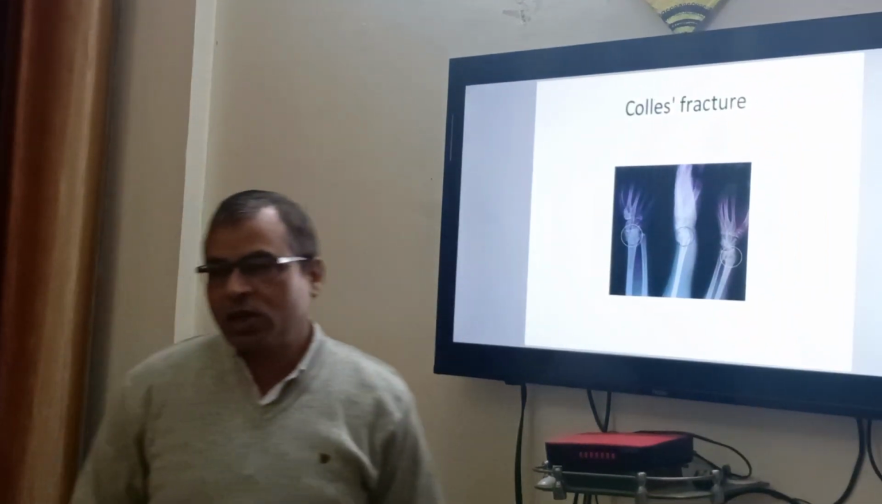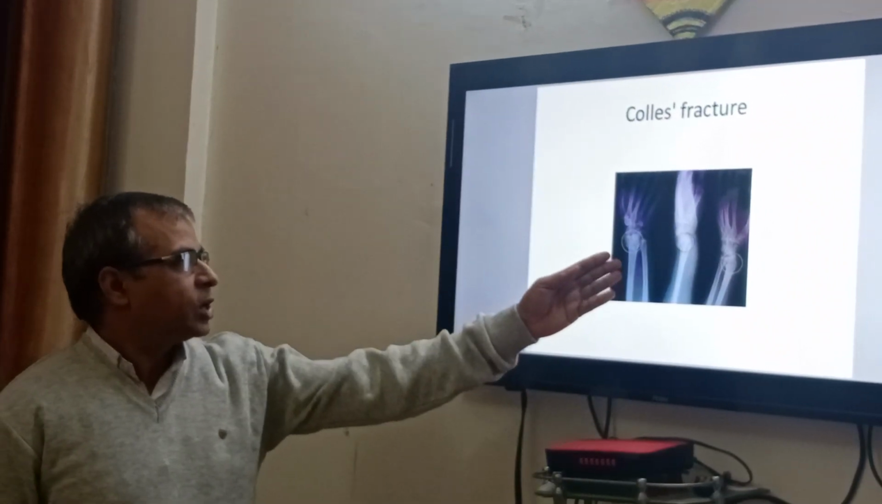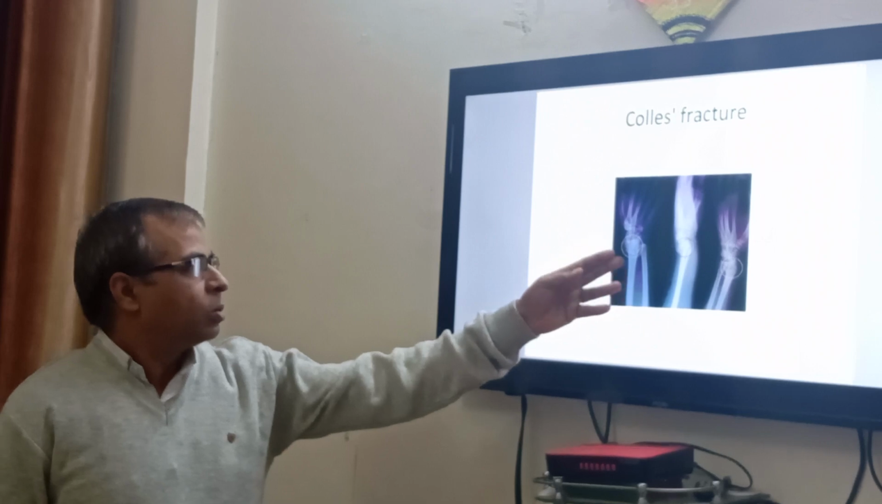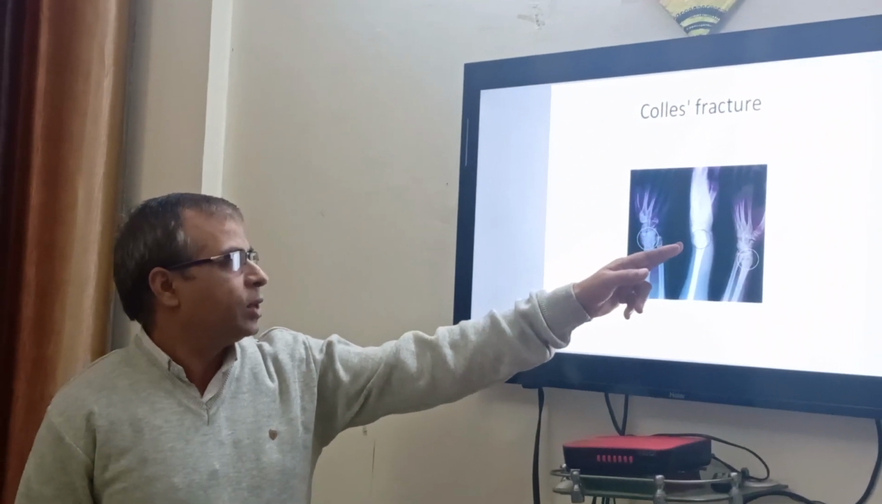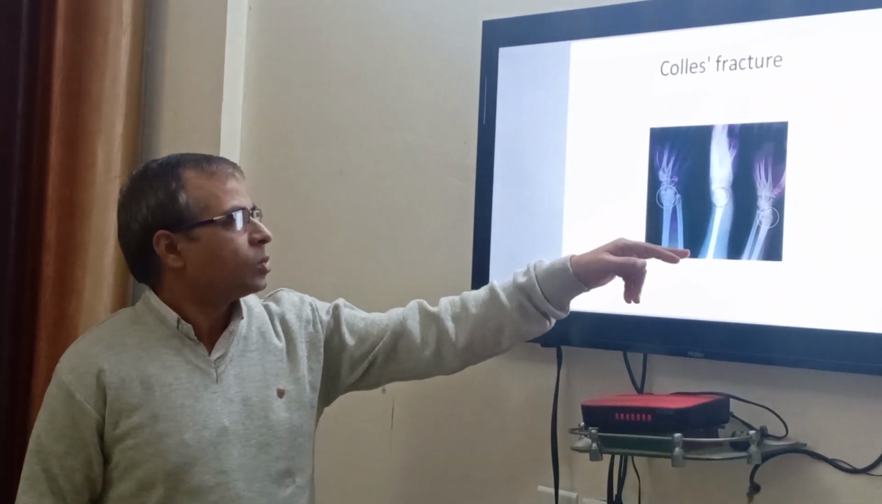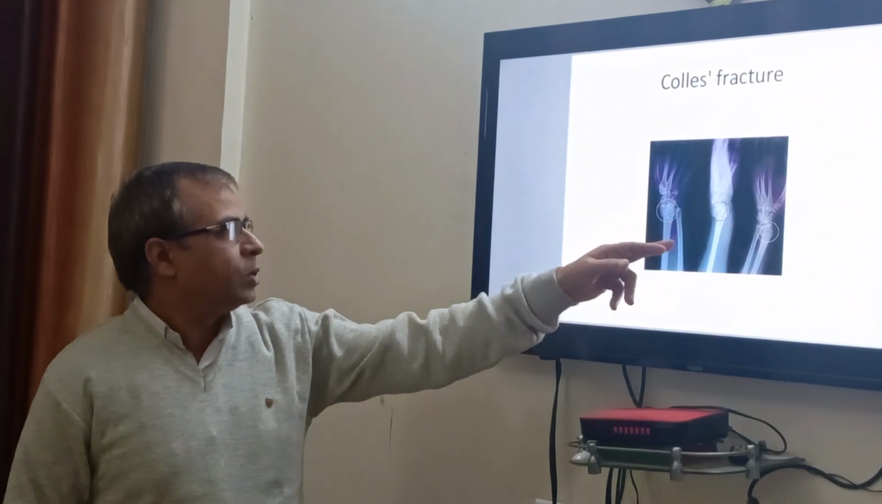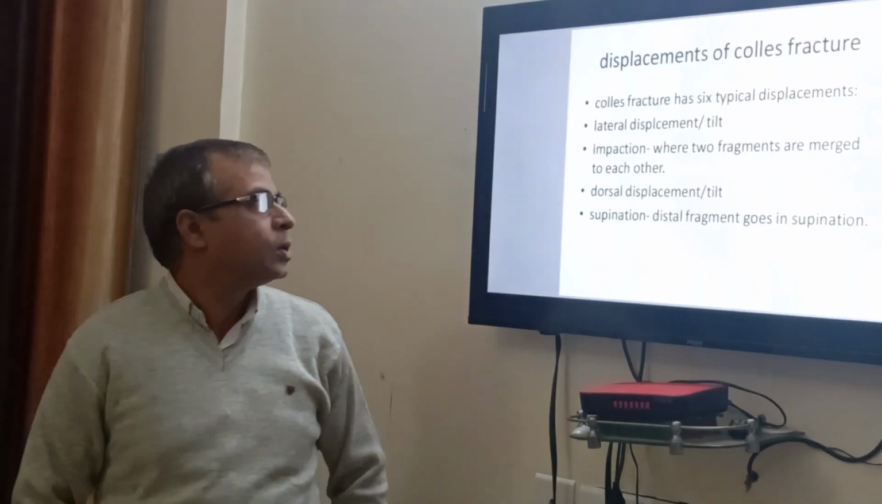So now we'll discuss in more detail the Colles fracture. This is in X-ray. We can see the Colles fracture. There is dorsal displacement and radial tilt also, and you can see this AP view and lateral view.